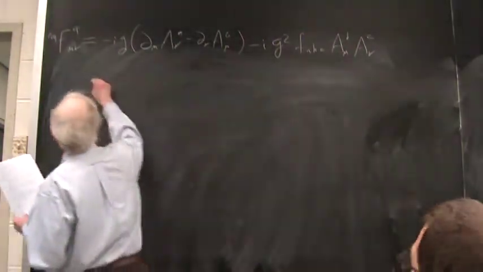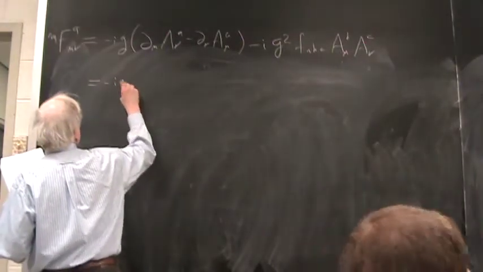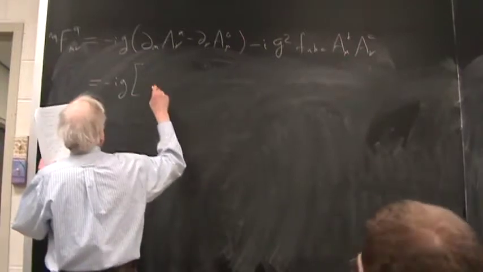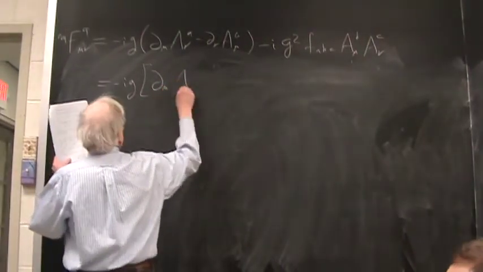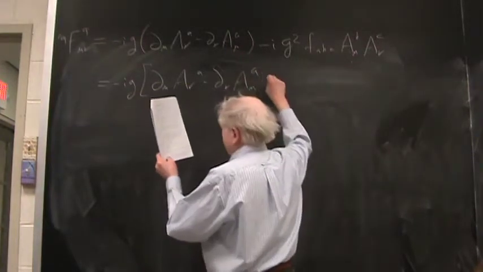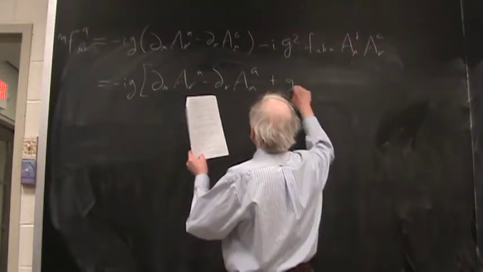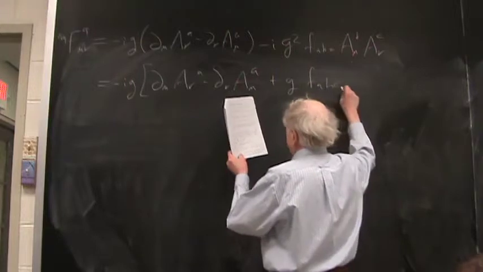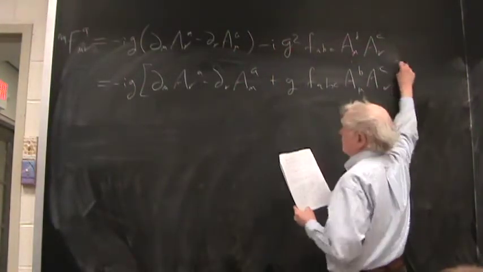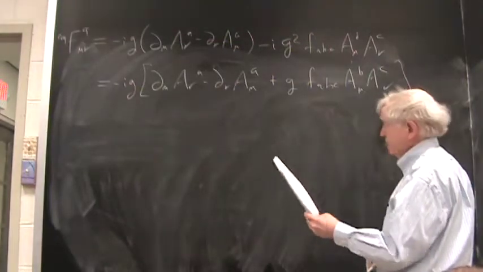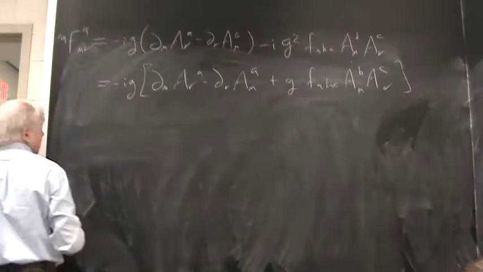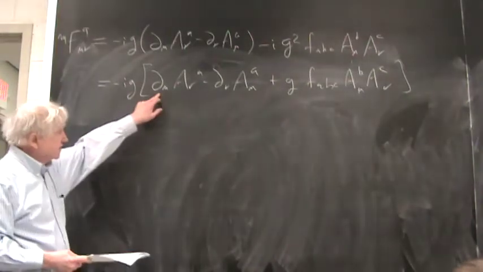And now we can factor out a minus i g, and we have ∂_μ A_ν^a minus ∂_ν A_μ^a plus g f^{abc} A_μ^b A_ν^c. So this is, in most physics notation, the field strength.